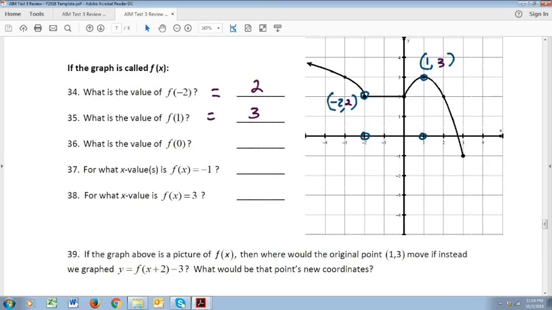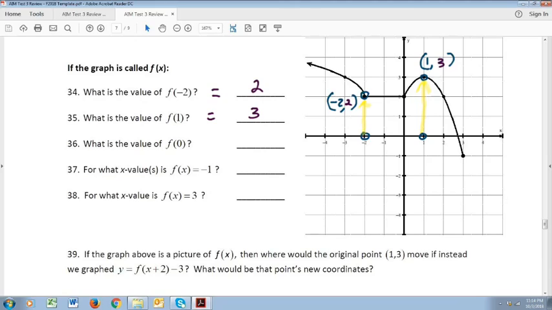Now there's another way to look at this. Notice that when x is negative 2, so for number 34 we're finding f of negative 2, when x is negative 2 the height of the graph is 2. It's up 2. So f of negative 2 is 2. When x is 1, the height of the graph is 3. So f of 1 is 3.